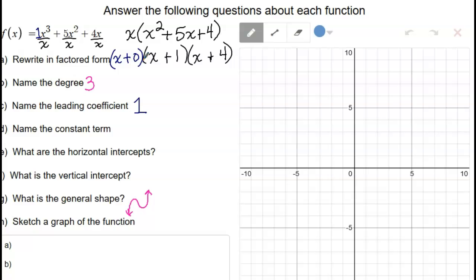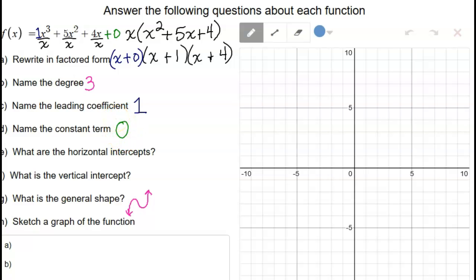So if you want to find the constant term, remember there are 2 ways to do it. You can multiply all of these numbers together, so 0 times anything is always 0. The other way that you can think about this is if you look up here, what term has no variable with it? Well, this one has a variable, this one has a variable, this one has a variable. There's no term without a variable. So what number represents nothing? That would be 0. So your constant term is 0.